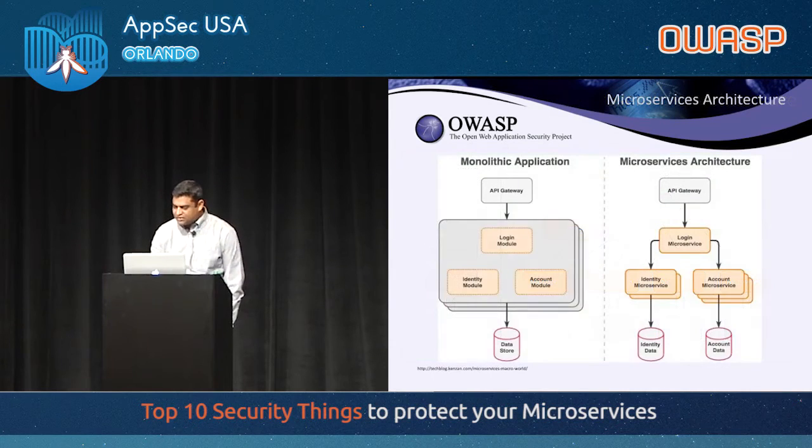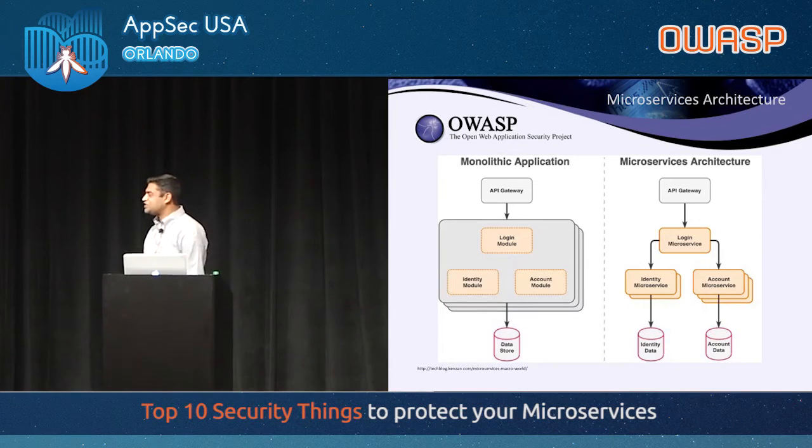If I have to give an example, on the left side is a monolithic application. You see one single big central module which has login, identity, and account, connected to the central data store. On the right-hand side, those 3 different business functionalities are different microservices. So login is a microservice. Login and identity both connect to the same identity database, and then you have an account microservice that connects to the account database.